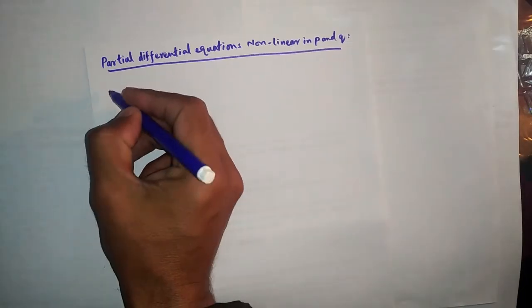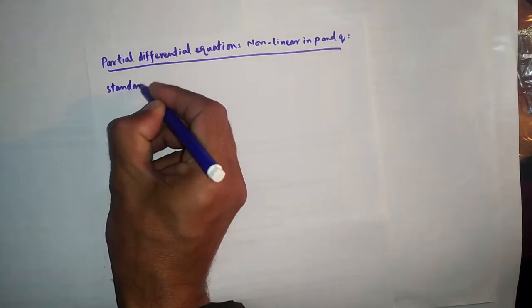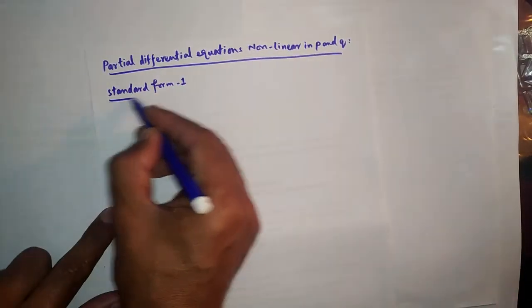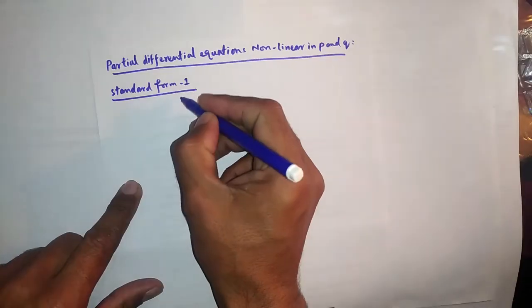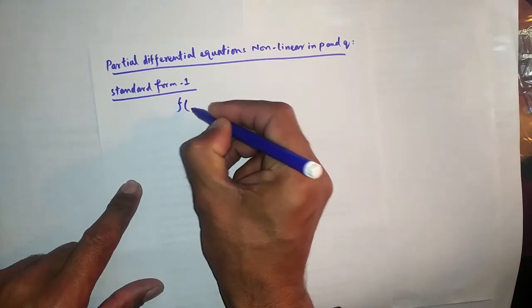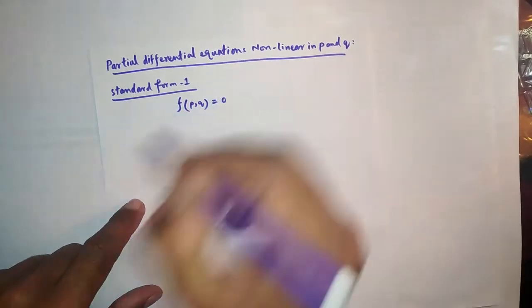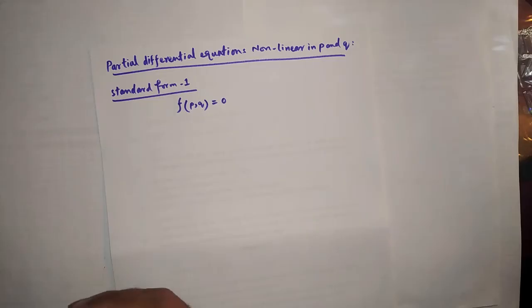So the first form, or the standard form, of the nonlinear partial differential equation is such that the equation will be of this kind, which is, this partial differential equation will only contain p and q terms. This means that there will be no x, y, z terms. Means the terms in the equation will contain only p and q.